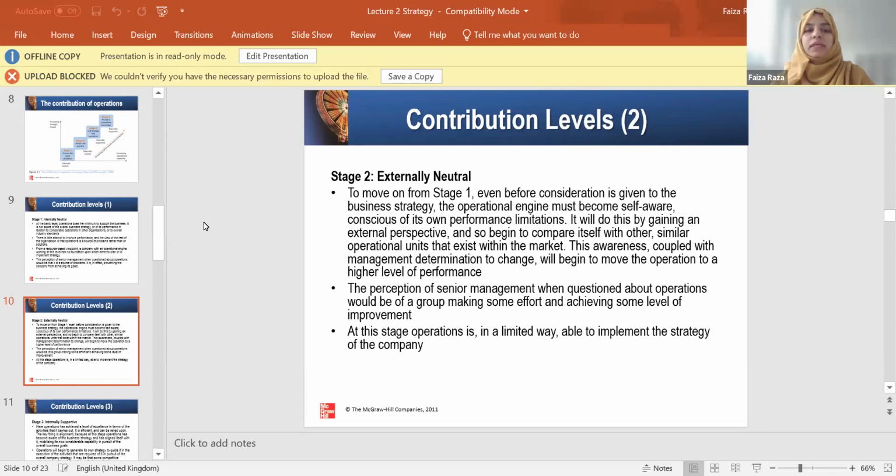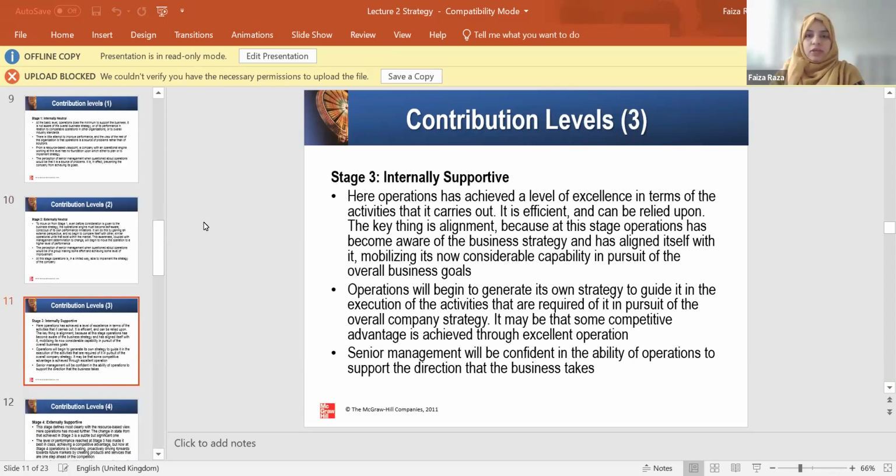Okay, so the third stage is basically internally supportive. In this stage, operations will begin to generate its own strategy to guide it in the execution of activities that are required of it in pursuit of the overall company strategy. It may be that some competitive advantage is achieved through excellent operations, but it is not mandatory at that stage. Senior management will be confident in the ability of operations to support the direction that the business takes.